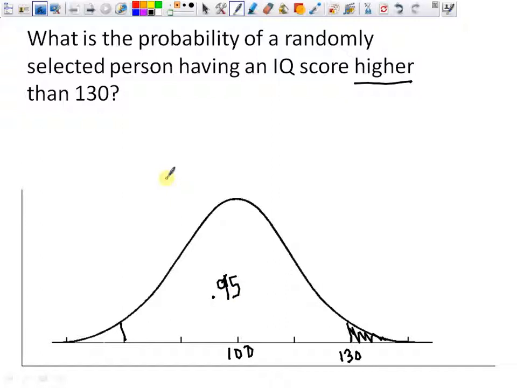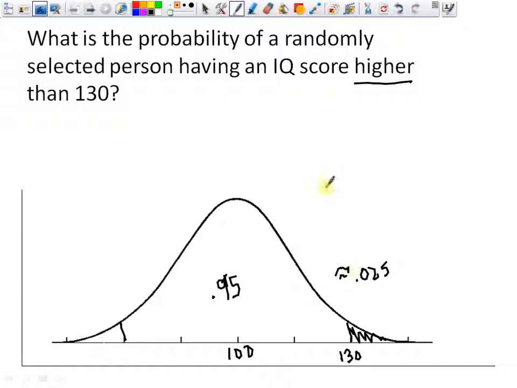So everything under the curve has to add up to 1 because that's 100% of our data. So 5% of our data lies in this tail and in this tail combined. Since it's perfectly symmetric, half lies in this tail, half lies in that tail. So basically half of 5% is 2.5%, or as a decimal, 0.025. That's our approximate, based on the empirical rule, of the probability of getting someone who has an IQ score greater than 130. It's an approximate.